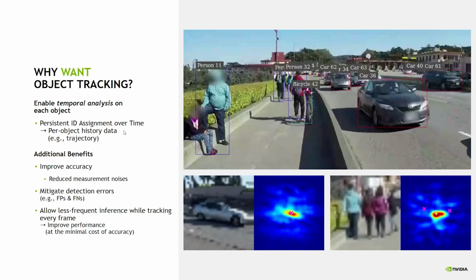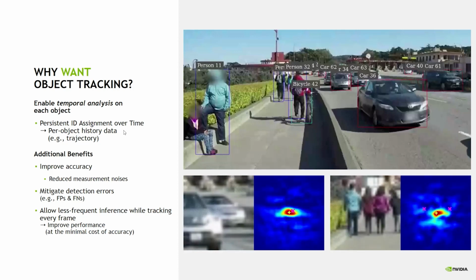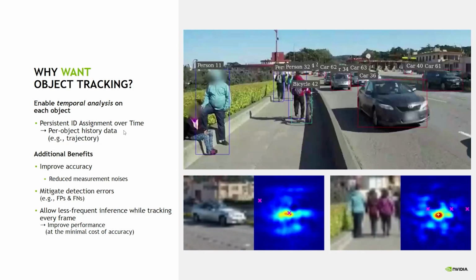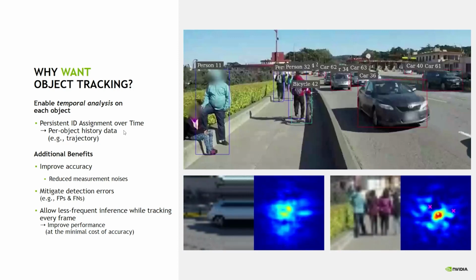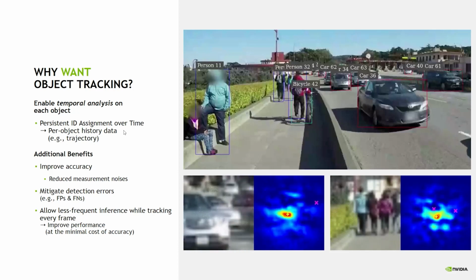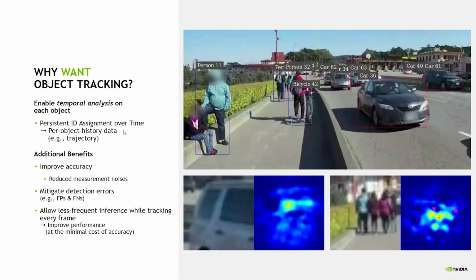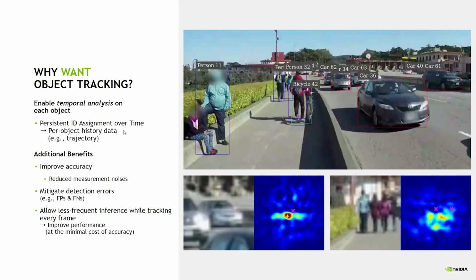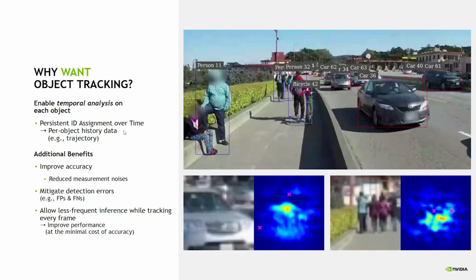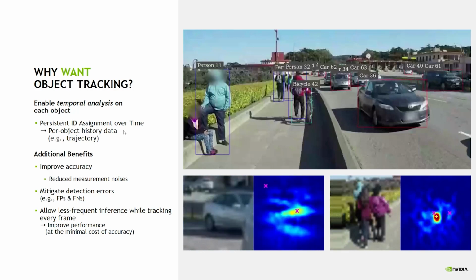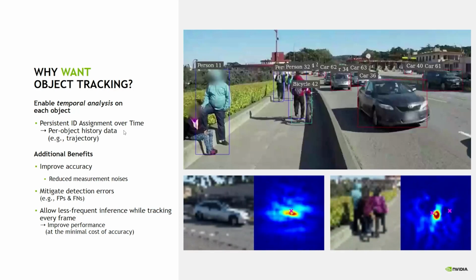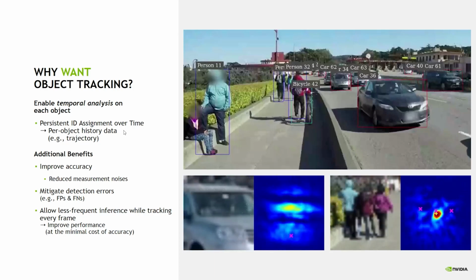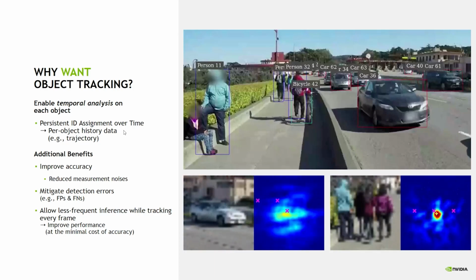Once we have this per object history data, we can improve the accuracy, especially when a state estimator is used in object tracker, for example, Kalman filter, or particle filter, etc. The object detection by a neural net model may have some noise in bounding box location and sizes, so there are measurement noises. State estimators help us to reduce such noises and estimate the true location or true bounding box.